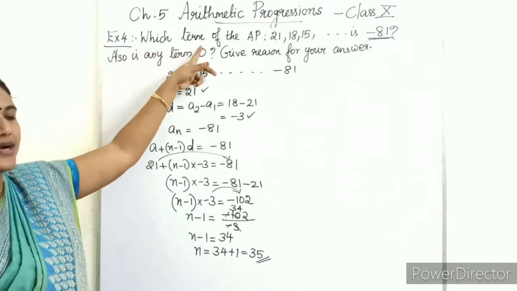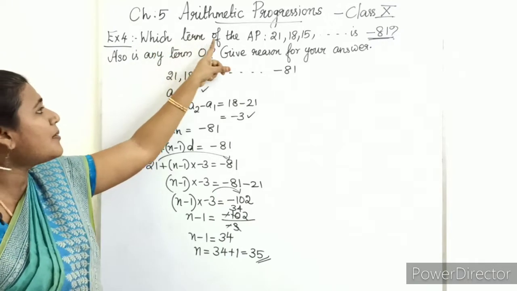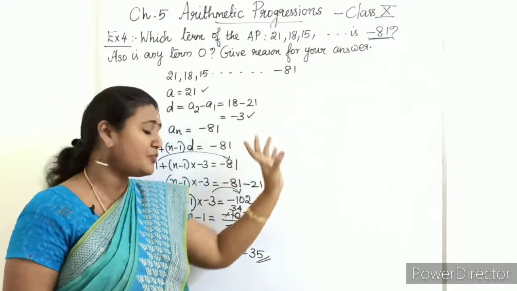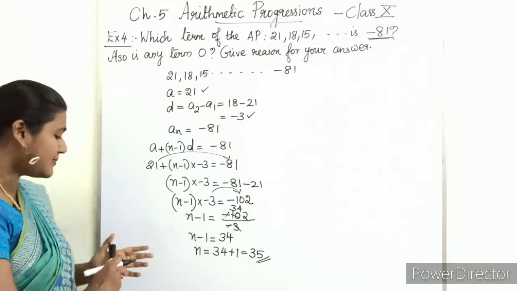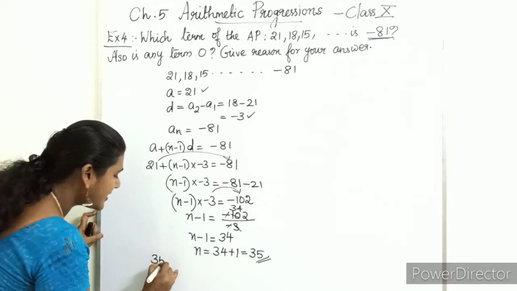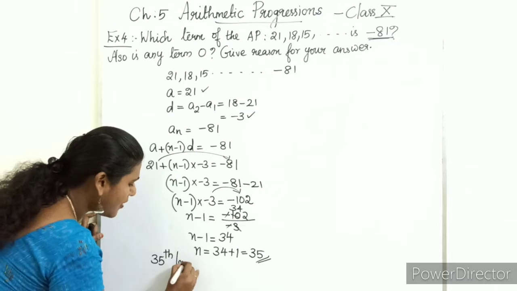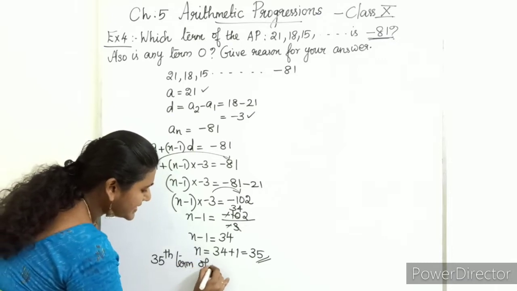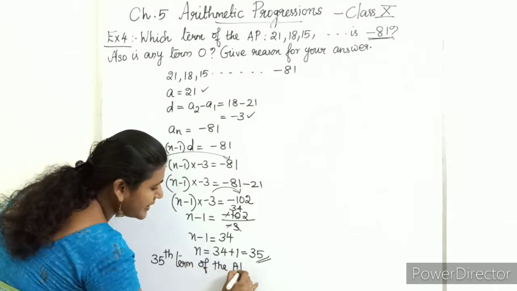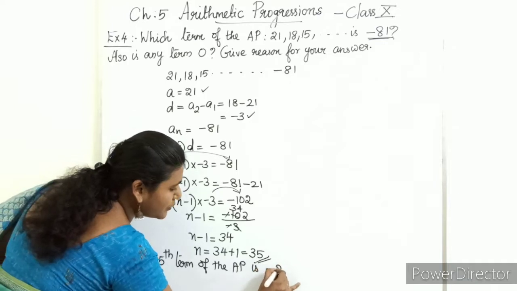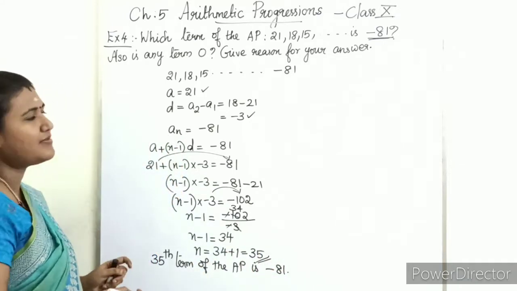So the first part we have completed. Which term of the AP is minus 81? The 35th term. So we can write the answer: the 35th term of the AP is minus 81. So the first part we have completed.